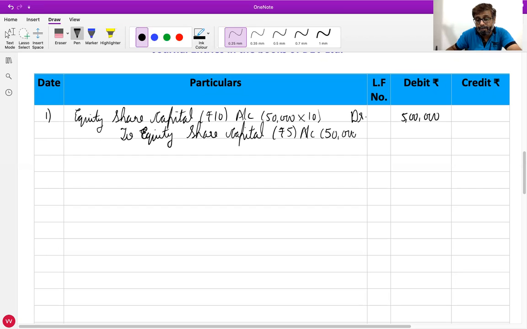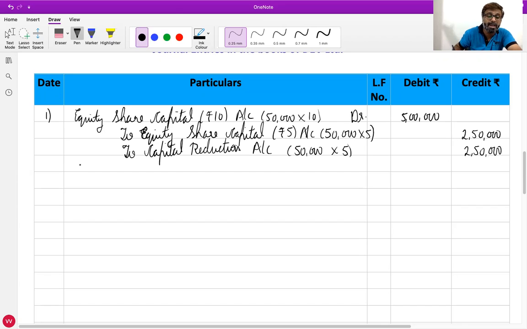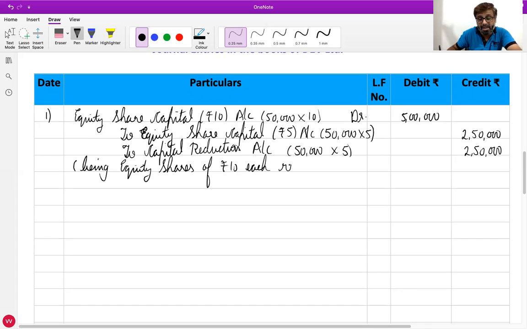50,000 into 5, 2,50,000. Yes. And what else? To capital reduction account. Yes, whatever they sacrifice will be transferred to capital reduction account. What amount? Remaining 50,000 into 5, that is again 2,50,000. Very good, Vaishali. Mute yourself. Being equity shares of rupees 10 each reduced to rupees 5 each.